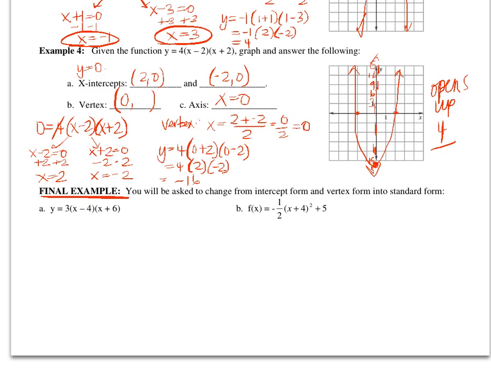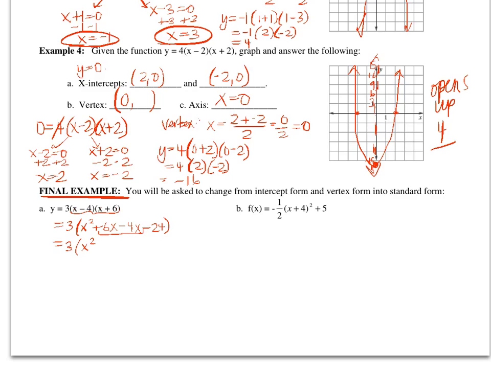The last part in this section is to go from one form back to standard form that we looked at in section 4.1. So what we want you to do is FOIL these first two. So I take x times x is x squared. x times 6 is a positive 6x. Negative 4 times x is a negative 4x. Negative 4 times 6 is a negative 24.